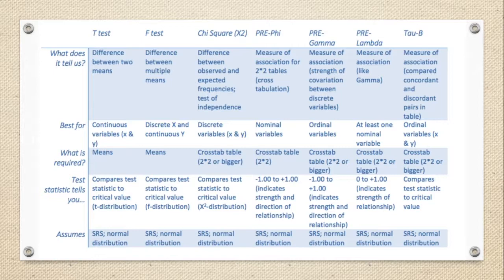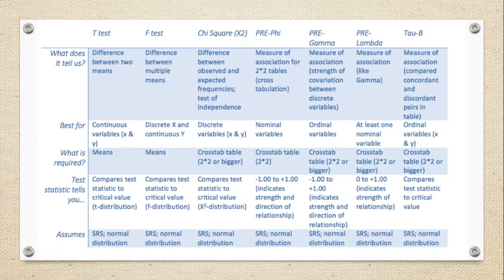As you can see, the table gives you a quick summary of what these different tests tell us. So a t-test, as you recall, is a difference between two means. An f-test is when you're looking at multiple means. A chi-square test, which we'll talk about next, is a difference between observed and expected frequencies. It provides a test of independence.